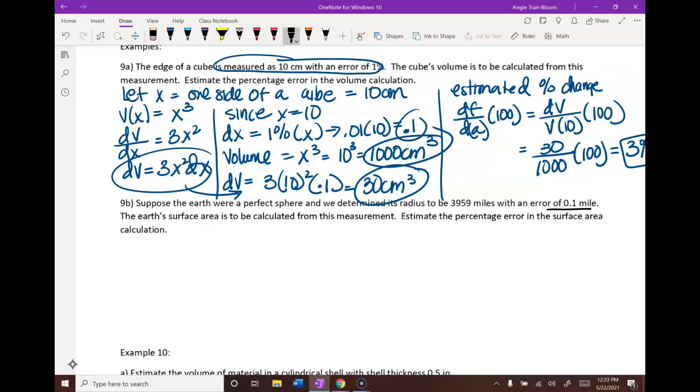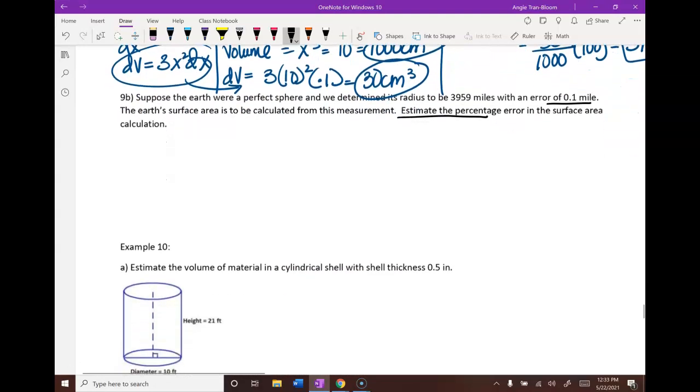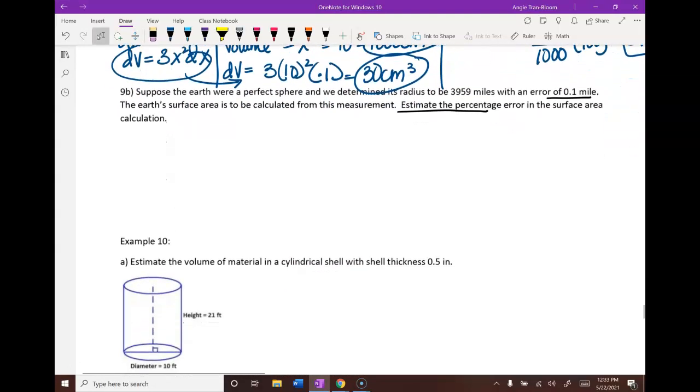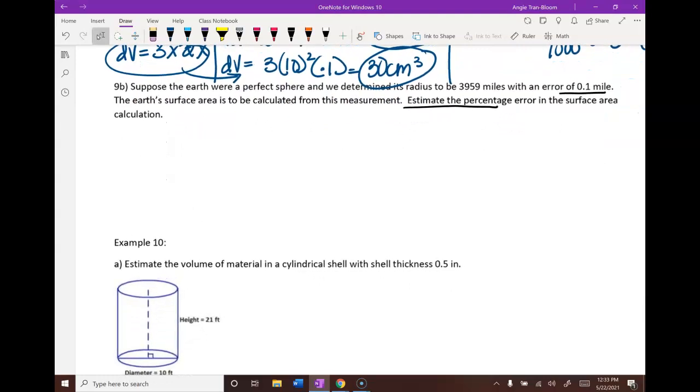The Earth's surface area is to be calculated from this measurement. Estimate the percentage error in the surface area calculation. And obviously, guys, you know, I love application, and this is as real as it's gonna get, right? So anytime we humans do anything, there's always going to be some sort of an error in calculation or an error in measurement, or it could just be called a human error.